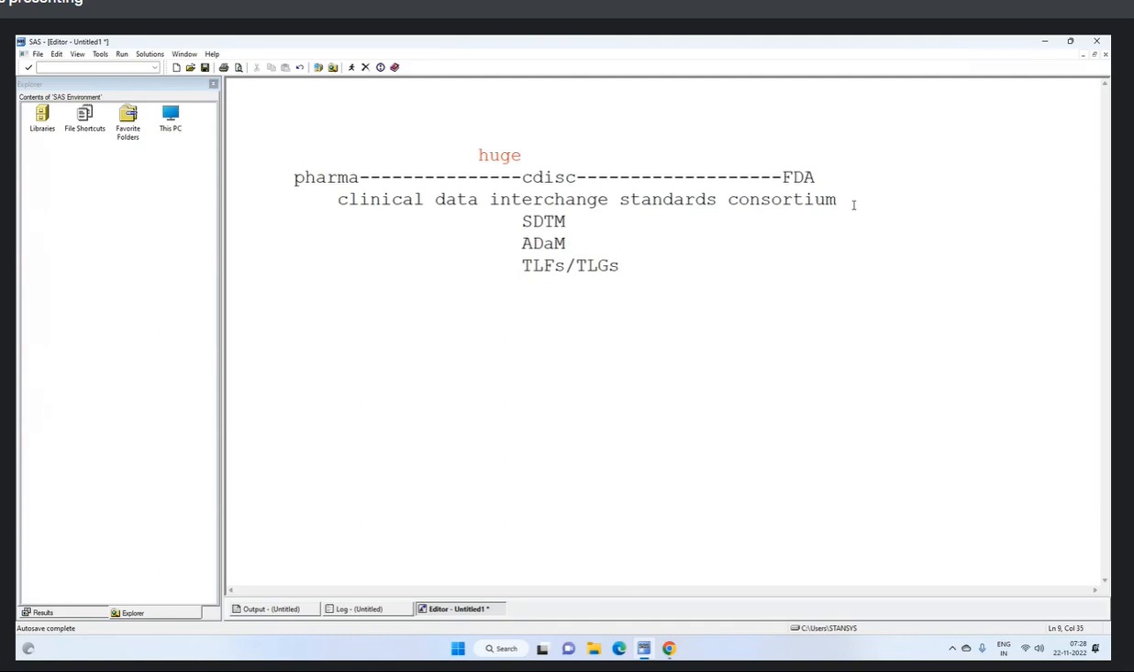So Cdisc proposes three important guidelines: Sdtm, Adam, and TLFs.